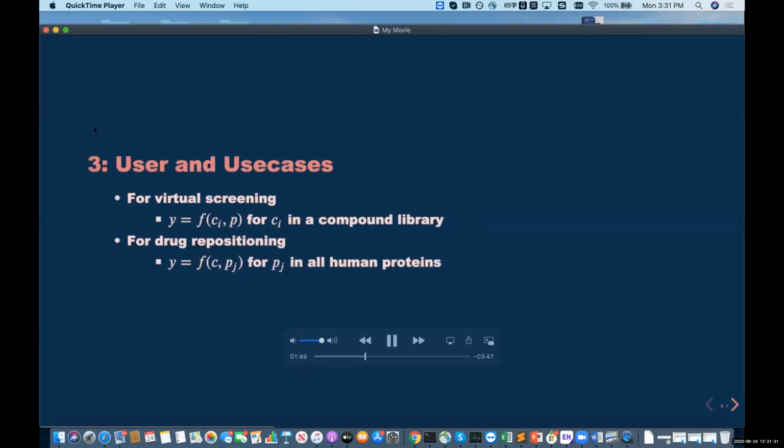DTI models are used in the early stages for virtual screening and drug repositioning. Virtual screening involves predicting a protein's interactions with a very broad library of candidate compounds. Drug repositioning uses DTI models for multiple proteins either to find alternative drug targets or to predict off-target interactions, since these can cause side effects. These methods are widely used for the prioritization of drug candidates.